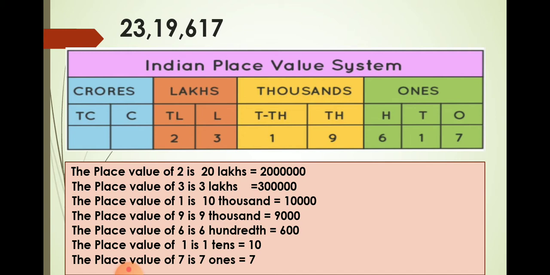The place value of 2 is 20 lakhs. The place value of 3 is 3 lakhs. The place value of 1 is 10,000. The place value of 9 is 9,000. The place value of 6 is 600. The place value of 1 is 1 tenth, that is 10. And the place value of 7 is 7 ones, that is 7.